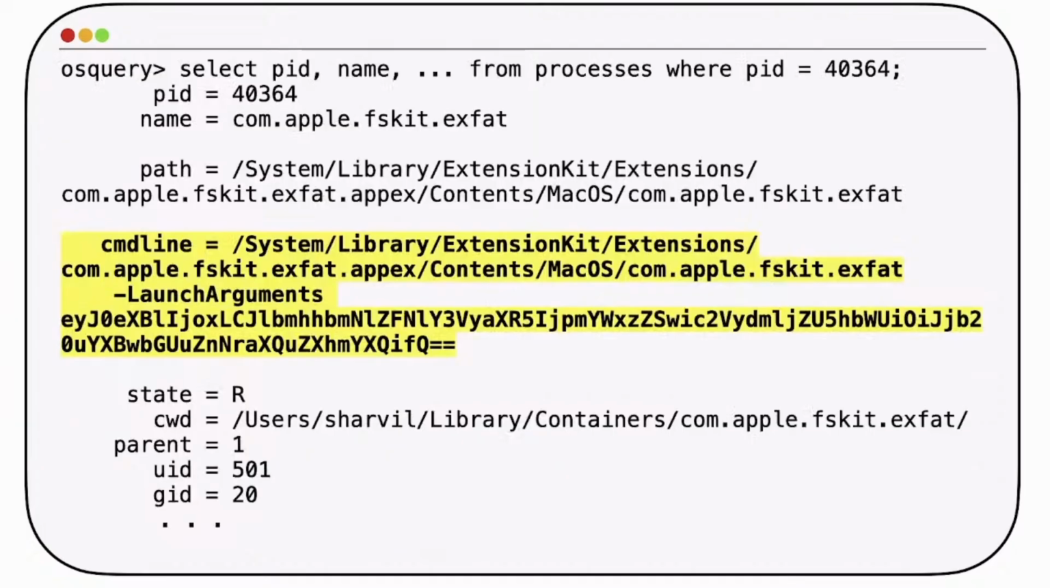Again, I'll use osquery to get that process info. So that name is Apple FSKit exFAT, so they've implemented exFAT as a userspace LiveFS file system. The path is the system library one, but I'm intrigued by the command line arguments. There are launch arguments there, but that looks like base64 encoded, and I don't know why Apple would have thought of doing that.